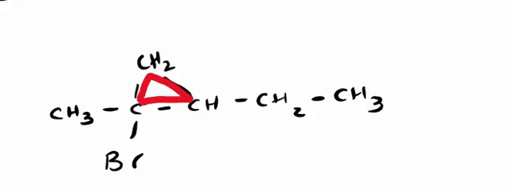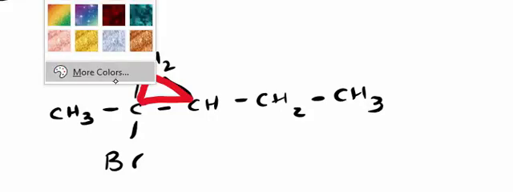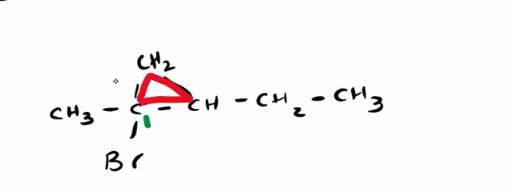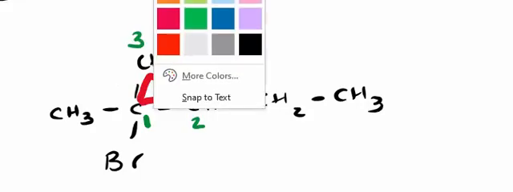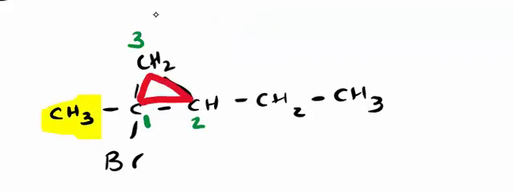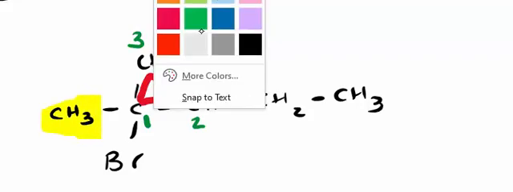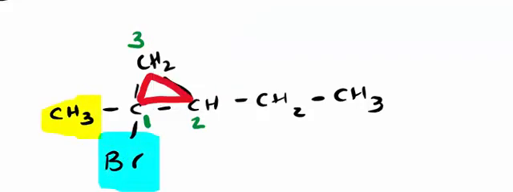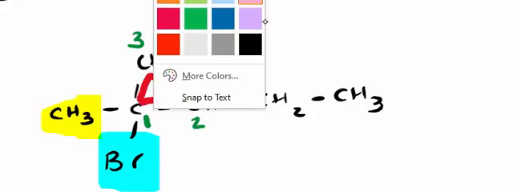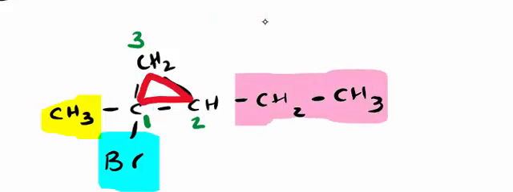So I'm going to number this ring. I'm going to change my color here so that this is carbon 1, this is carbon 2, and this is carbon 3. Then we have substituents we need to handle. We have our methyl group, we have a bromo group, and we have an ethyl group. So when we name this compound, we start with the parent chain, which is this ring structure. So this is a cyclopropane.